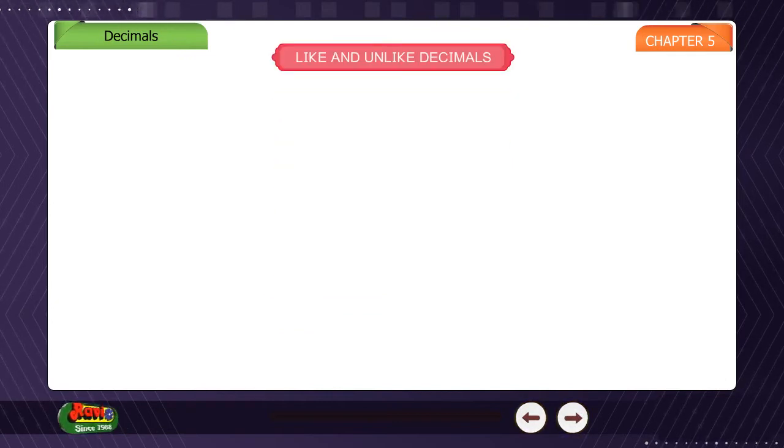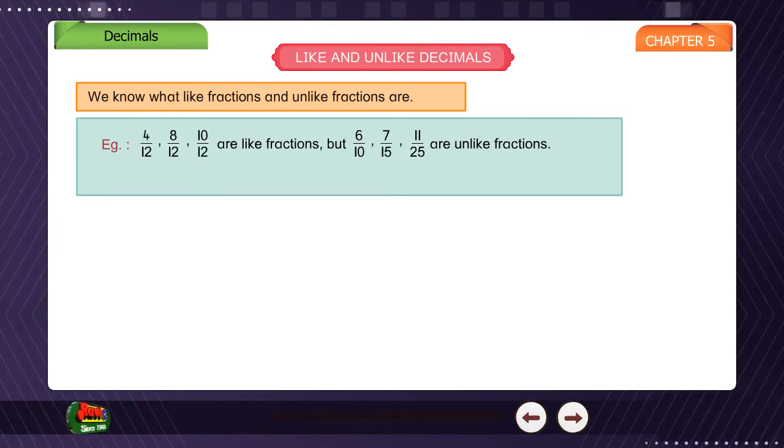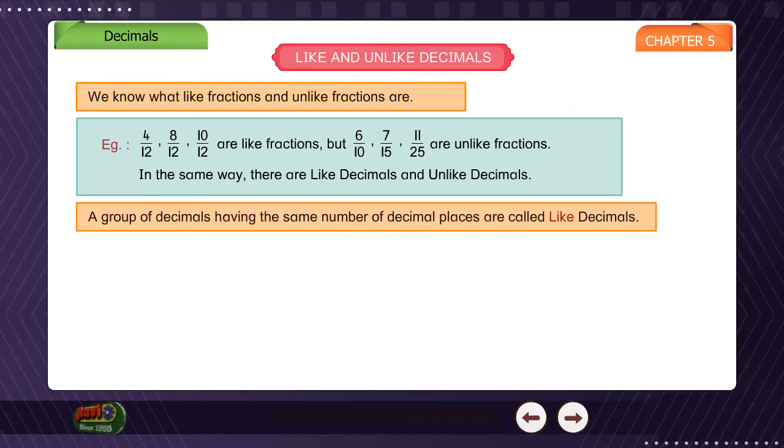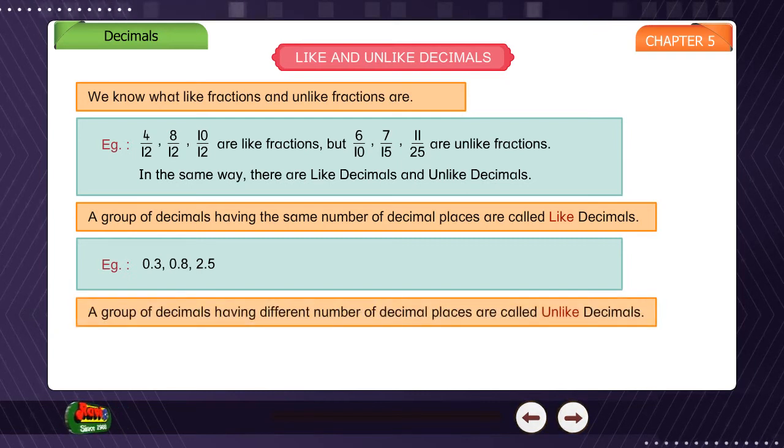Like and unlike decimals. We know what like fractions and unlike fractions are. Example, 4 by 12, 8 by 12, 10 by 12 are like fractions, but 6 by 10, 7 by 15, 11 by 25 are unlike fractions. In the same way, there are like decimals and unlike decimals. A group of decimals having the same number of decimal places are called like decimals. Example, 0.3, 0.8, 2.5. A group of decimals having different number of decimal places are called unlike decimals.